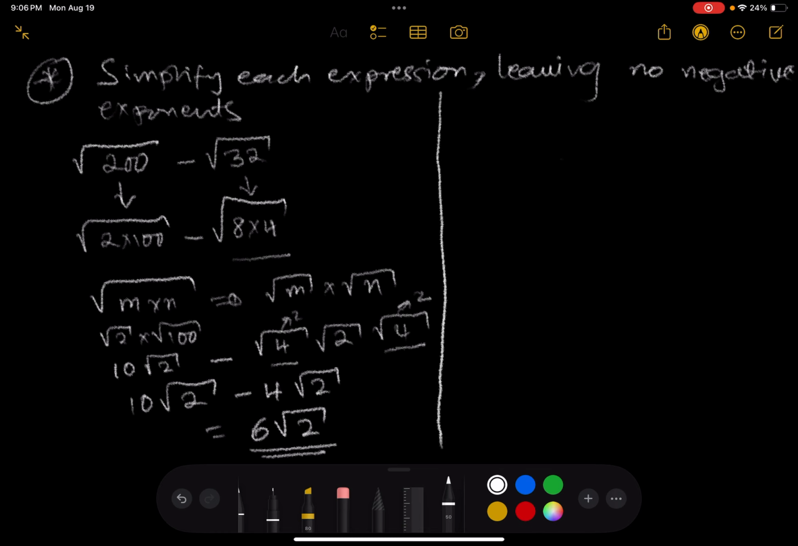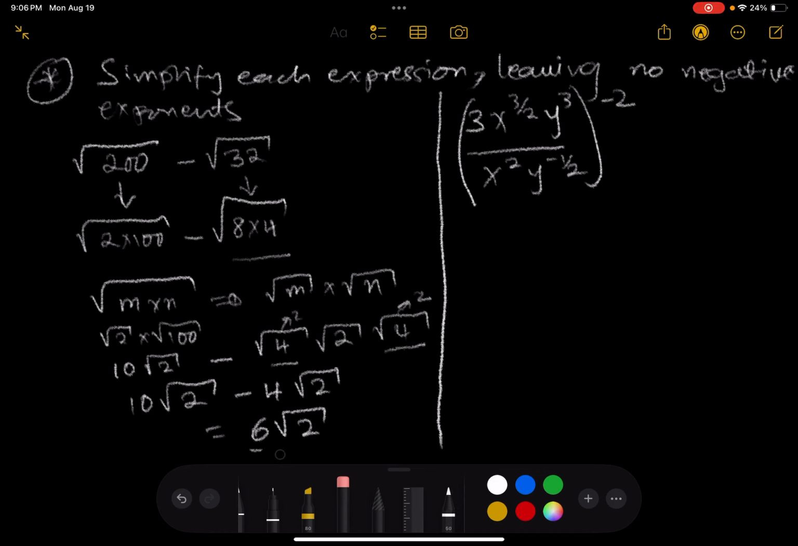Now, I want us to try out a different problem here. That problem is, we will be simplifying 3x to the power of 3 over 2 times y cubed, over x squared times y to the minus a half, everything to the power of minus 2.